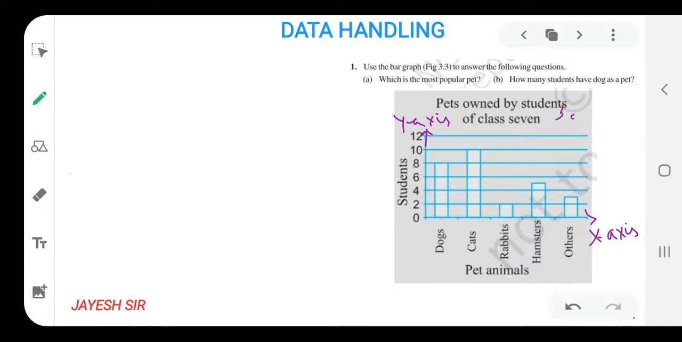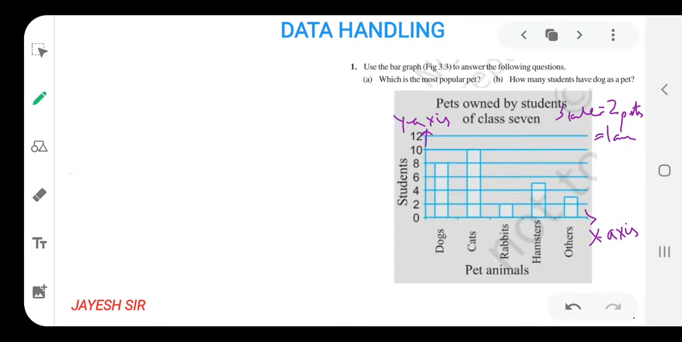And here the scale should also be written, but in this bar graph the scale is not written, so we should write the scale ourselves. The scale is of two pets: 1 centimeter equals 2 pets. This is the scale taken in the bar graph drawn over here. I think you all might be able to get it. So this was the basic of the bar graph we have learned.